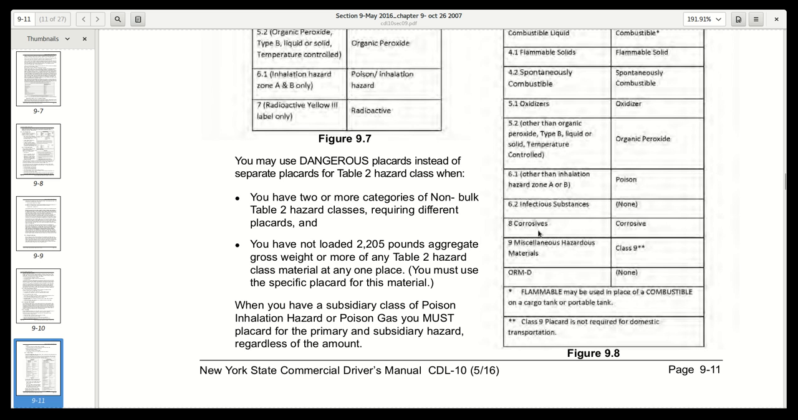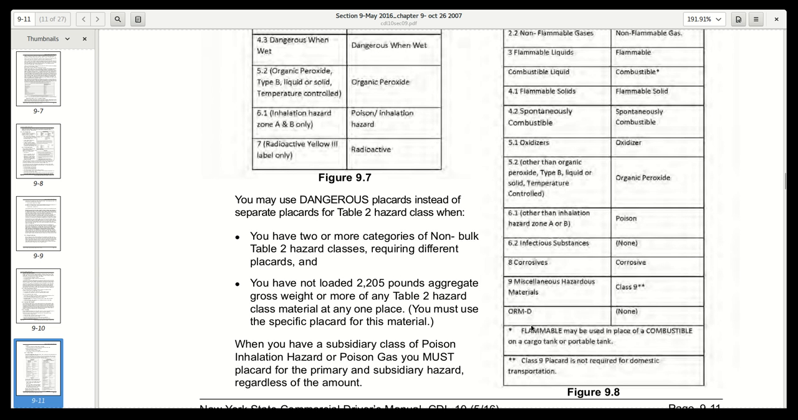Corrosives, category 8, are placarded as corrosive, 1,001 pounds or more. Class 9, miscellaneous hazardous materials, are placarded as class 9. Class 9 placard is not required for domestic transportation. ORM-D, other regulated materials, domestic, is none.